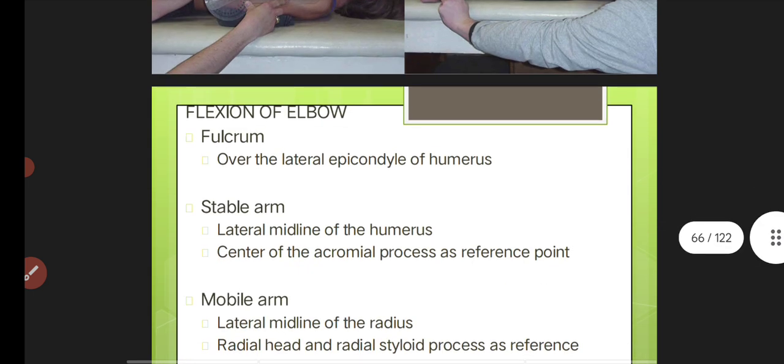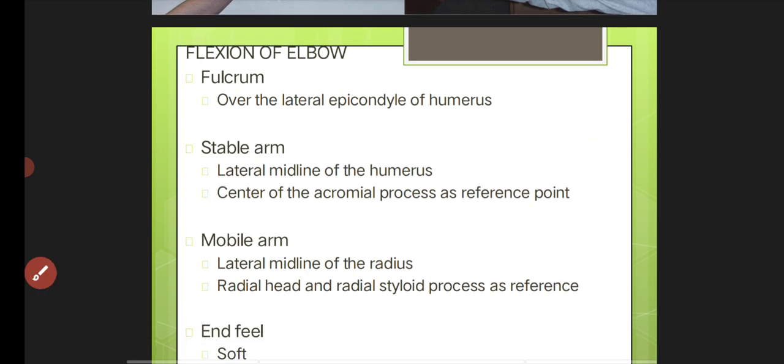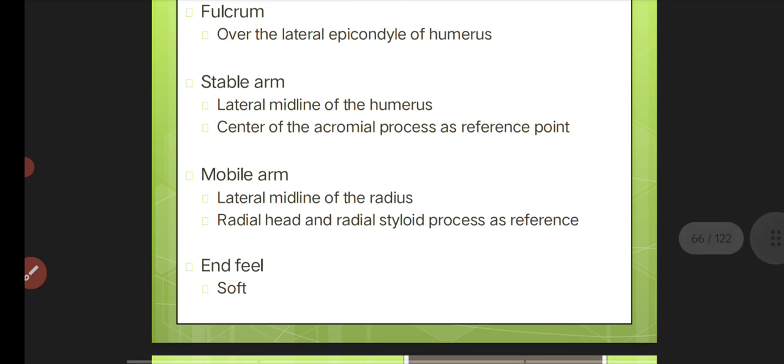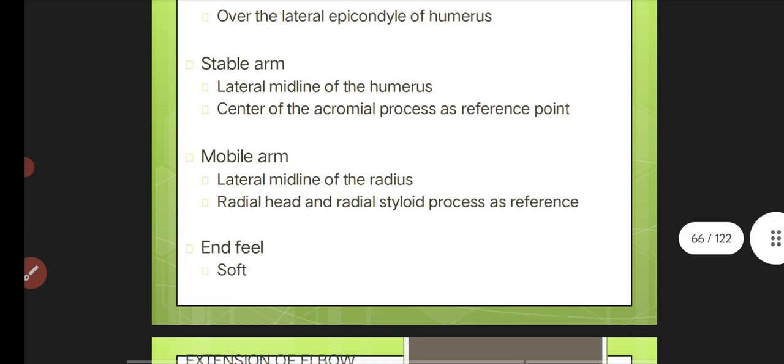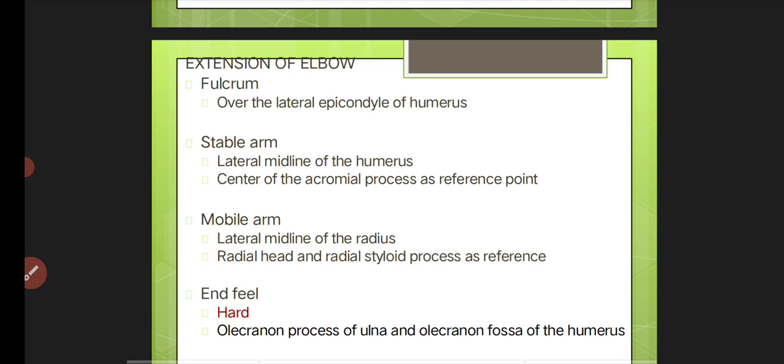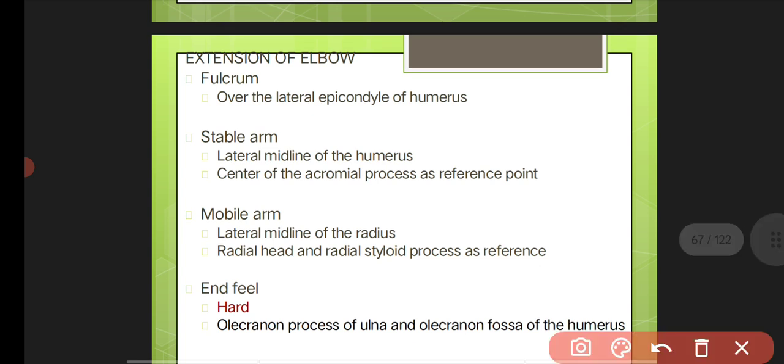In the same way, in case of the elbow, the fulcrum is over the lateral epicondyle of the humerus, the stable arm is along the lateral midline of the humerus, with the center of the acromial process as reference point, and the mobile arm is along the lateral midline of the radius, with the radial head and radial styloid process as reference. The end feel is soft in case of flexion. In case of extension, the fulcrum is over the same lateral epicondyle of the humerus, the stable arm is the lateral midline of the humerus, with the center of the acromial process as reference point, and the mobile arm is the lateral midline of the radius.